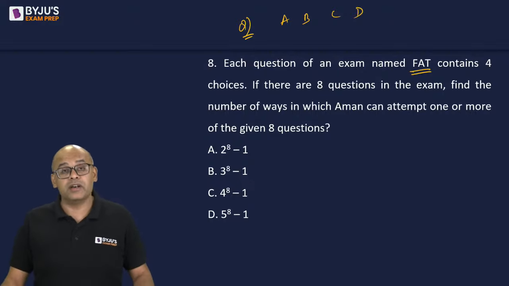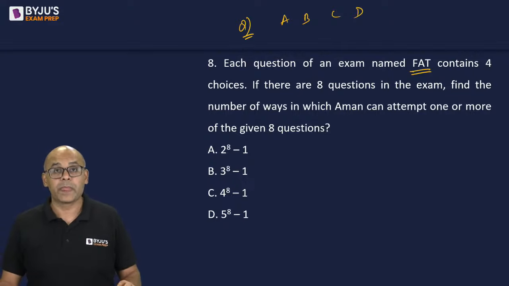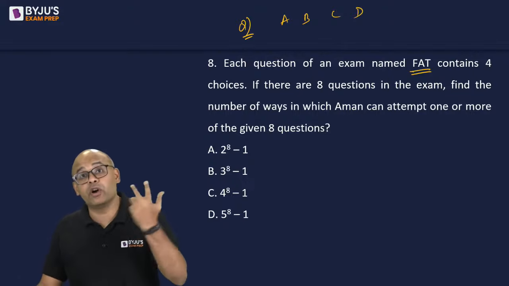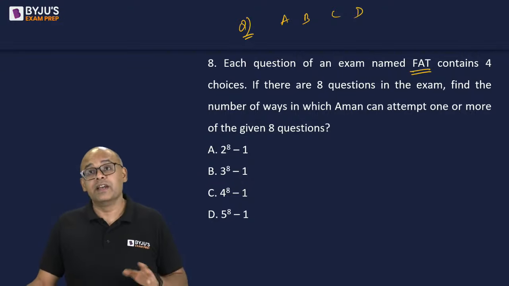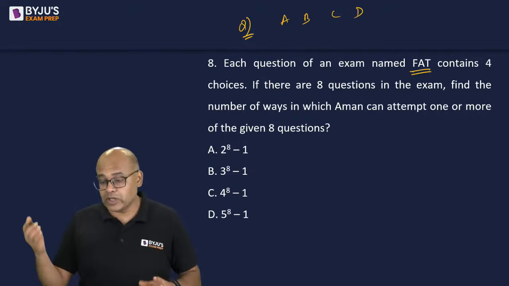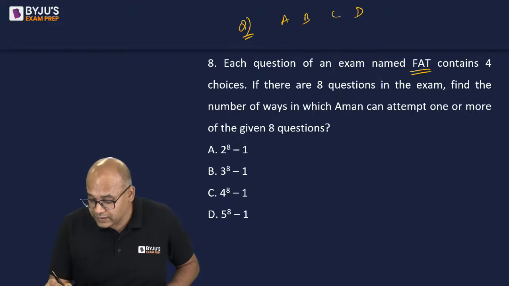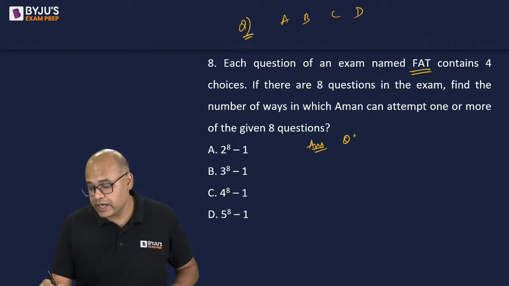Now please remember, you do not know how many questions are being attempted. It can be only 1 question, which means he is leaving all the 7. It can be 2 questions, which means he is leaving 6. It could be 3 questions, which means leaving 5, and so on and so forth. So what is my task? My task is answering 8 questions.